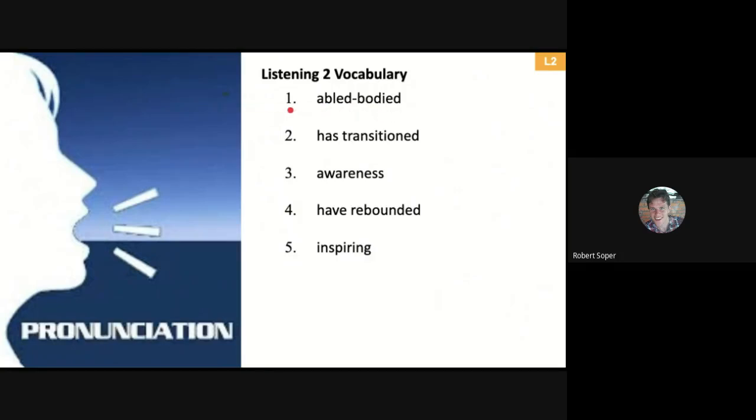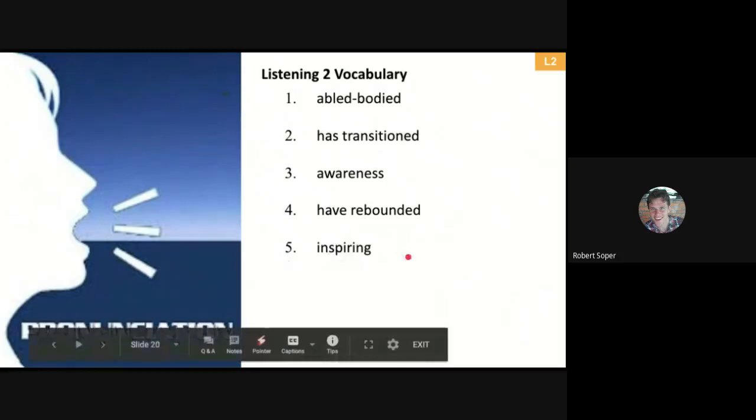So number 1, able-bodied. Able-bodied. Number 2, has transitioned. Has transitioned. Number 3, awareness. Awareness. Number 4, have rebounded. Have rebounded. And number 5, inspiring. Inspiring.